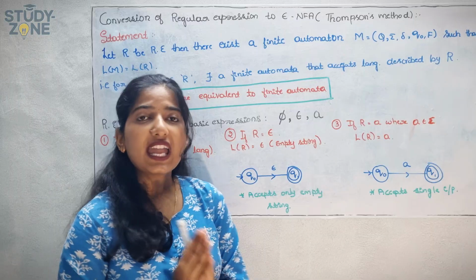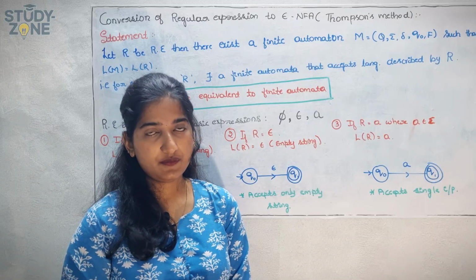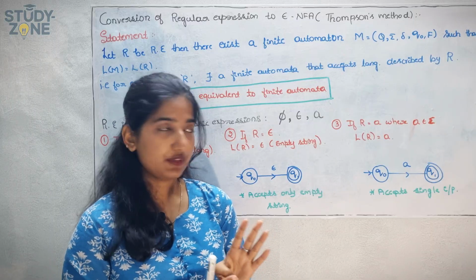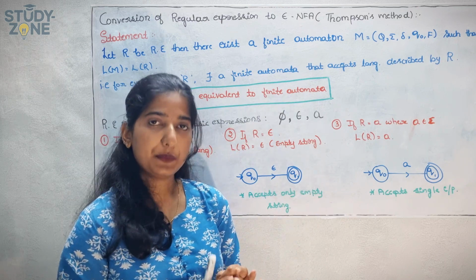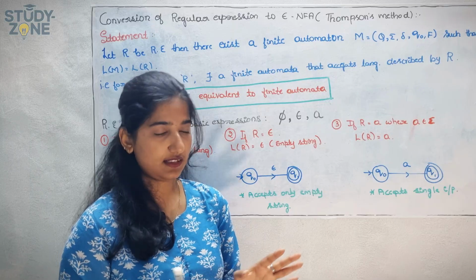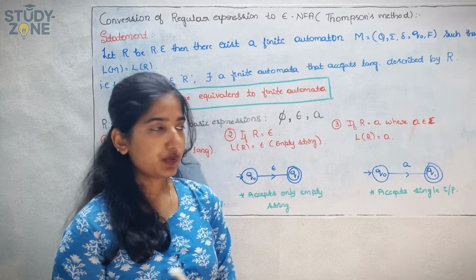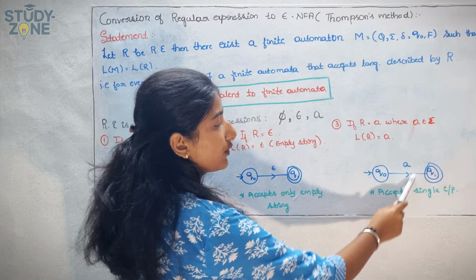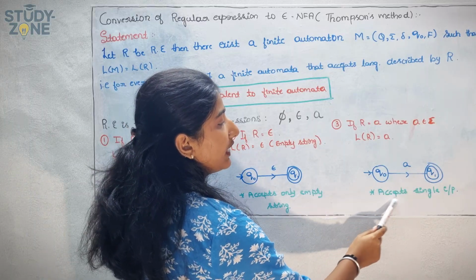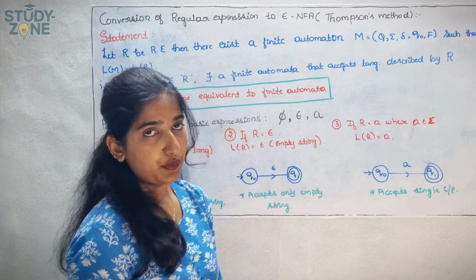Next we have R equals a, where a belongs to the alphabet, which means a can be any input symbol. Here we represent it with the help of a. It can be a, b, c, 0, 1, etc. So if R equals a, then there will be a transition from Q0 to Q1 on consuming a. So it will accept a single input.